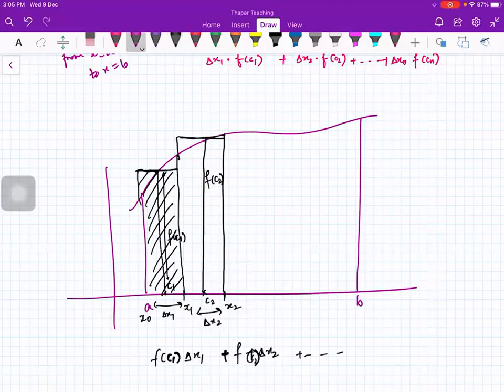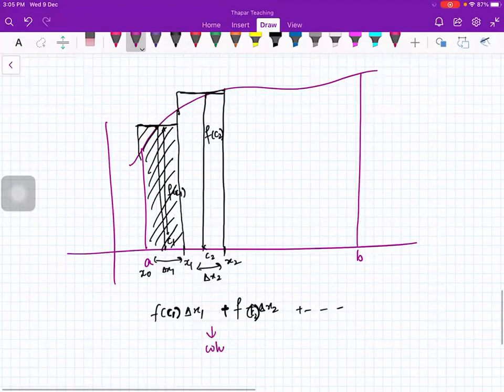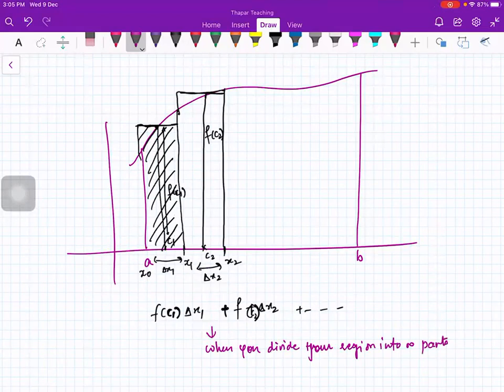So what we do is, when you divide your region into infinite parts, are you convinced that this area of rectangles which I am computing will be the same as the area under the curve? Yes, no?